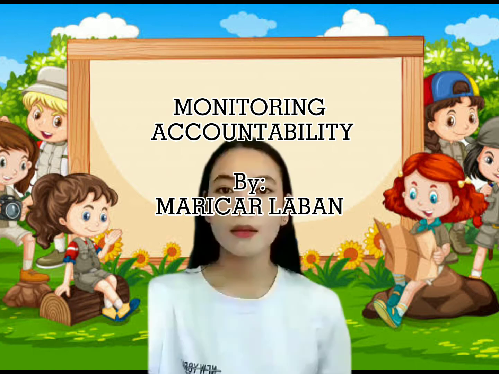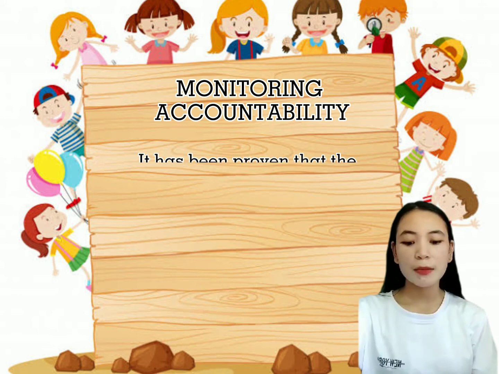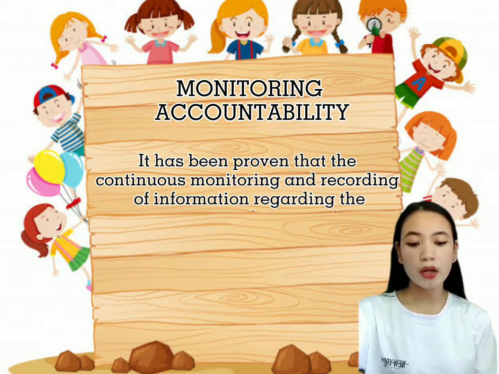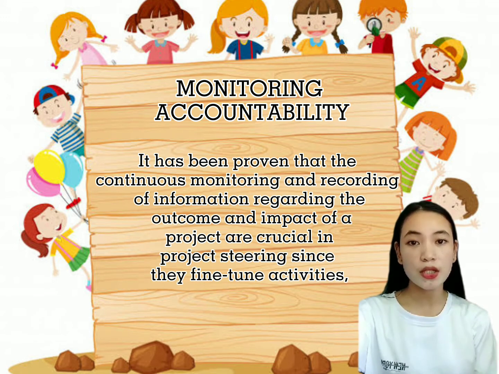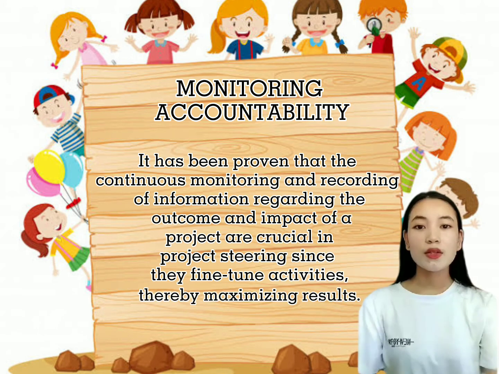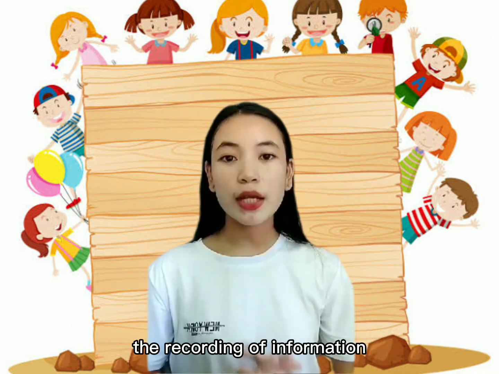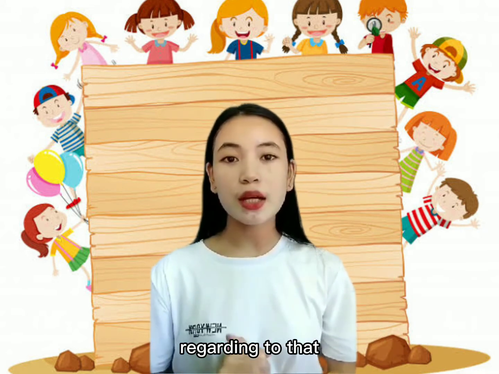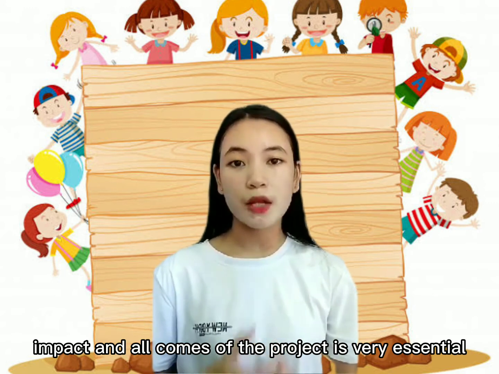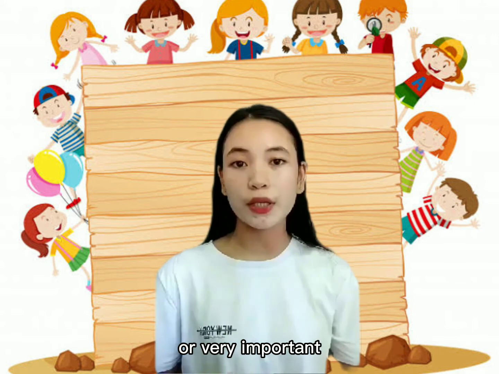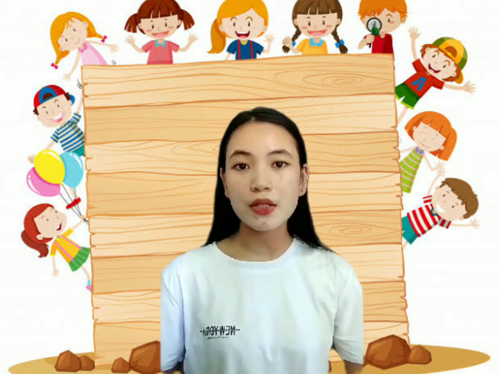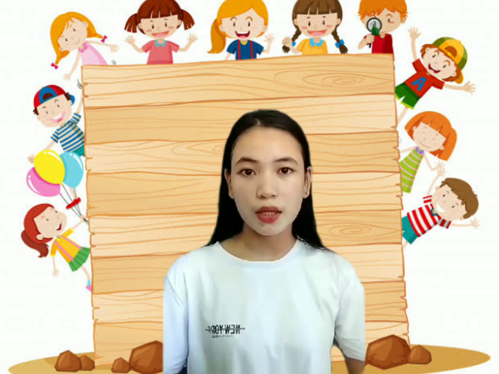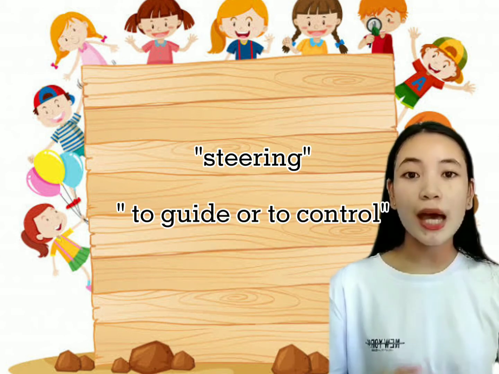Maricar Laban. Monitoring accountability. It has been proven that the continuous monitoring and recording of information regarding the outcome and impact of a project are crucial in project steering, since they fine-tune activities, thereby maximizing results. So, continuous monitoring and recording of information regarding the impact and outcomes of the project is very important to adjust precisely so as to bring the said activity to the highest level of performance or effectiveness. When we say steering, it is to guide or to control.